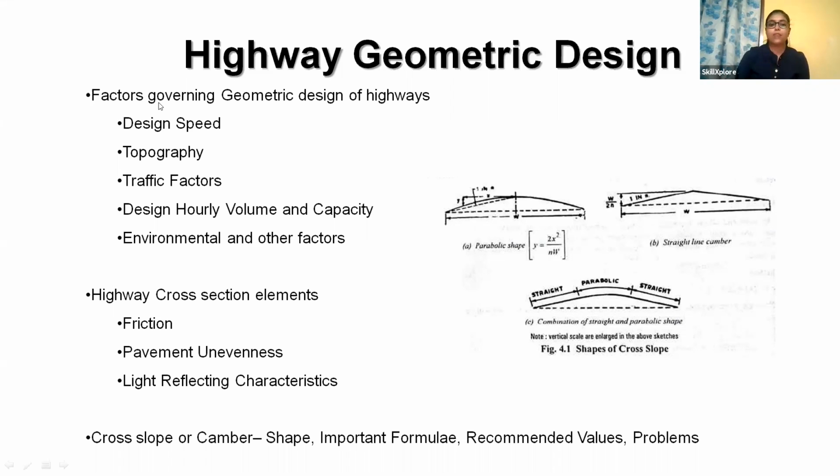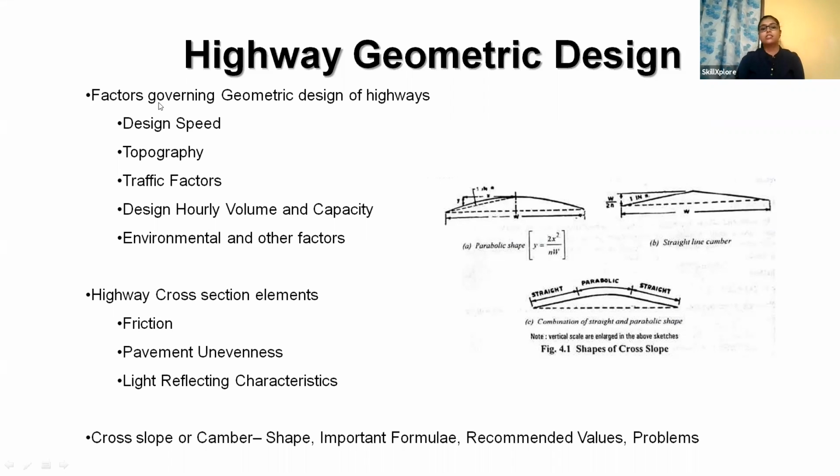Then light reflecting characteristics. What are the light reflecting characteristics of the pavement? If the pavement is more light reflecting, what are the negatives? It actually affects the night travel more, right? So all these things are highway cross-section elements. These also we will be covering in detail.